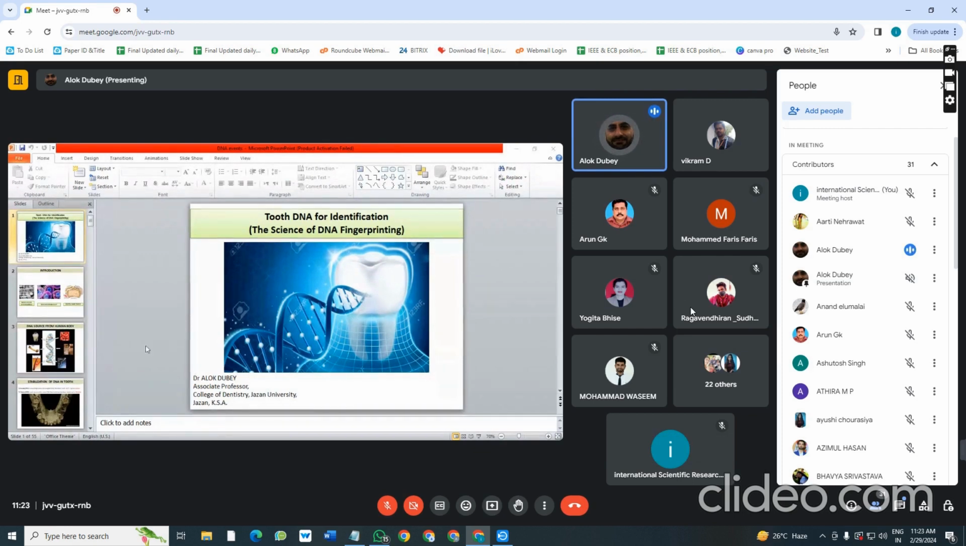Again, trauma. Because of the trauma, the tooth might have been exposed, the pulp might have been exposed, and the pulpal elements would have decayed. And the period of time from the extraction till the body has been removed for analysis, or the buried body has been removed, that is also important. The more the time, the chances of DNA survival become less.